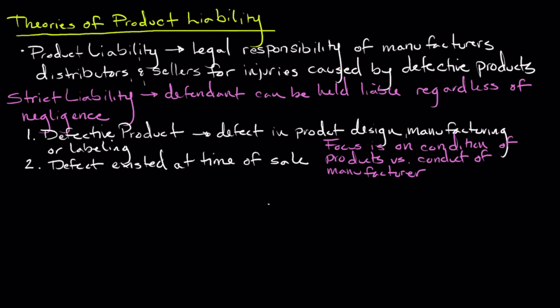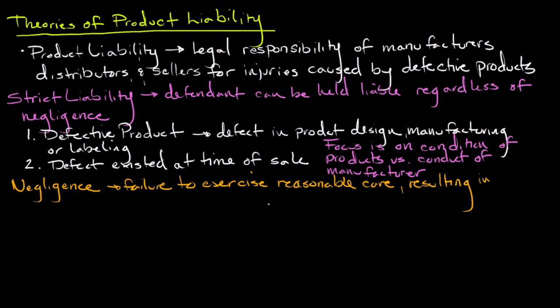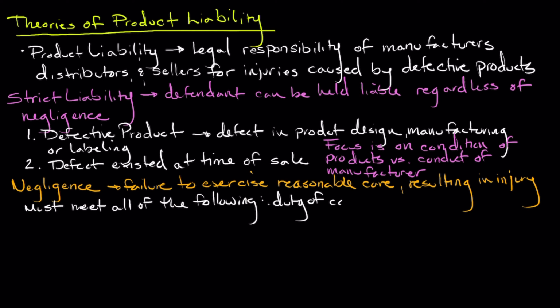Another theory commonly used in product liability cases is negligence. To establish a claim of negligence, the following elements have to be proven. If you've watched one of our prior videos, you've seen that we've covered this ad nauseam, so I'm just going to mention these here briefly. The first is a duty of care. The manufacturer owes a duty of care to consumers to design, manufacture, and sell a safe product.